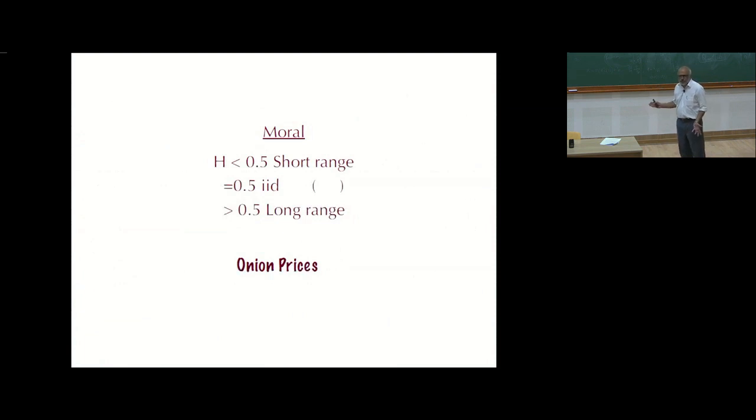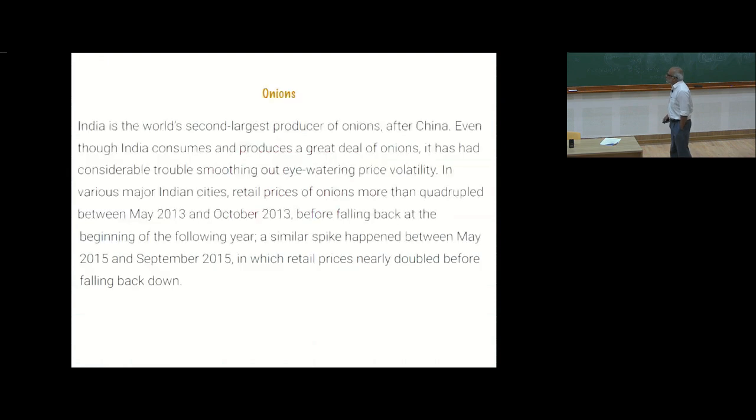Of course you can do it on the Apple stock price, or on the Nifty index. But I thought we should do it on Indian onion prices, because that is a complex system not yet explored. So what's the reason for this? India is the world's second largest producer of onions after China. Even though India consumes and produces a great deal of onions, it suffers from eye-watering price volatility. In various major Indian cities, the prices quadrupled between May 2013 and October, before falling back at the beginning of the following year. A similar spike happened in another period. Well, the question is, why is this happening?